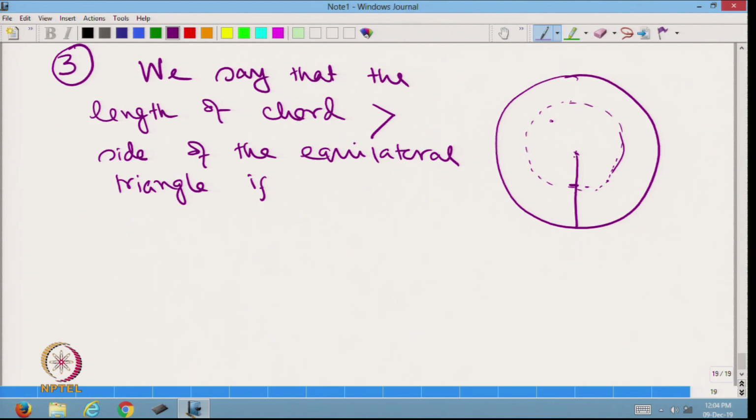So, if this is the midpoint of the chord, then I will draw the radius like this, and then I draw the perpendicular through that one. So, that is the chord we are looking at, and obviously, its length is going to be bigger than the side of the equilateral triangle.